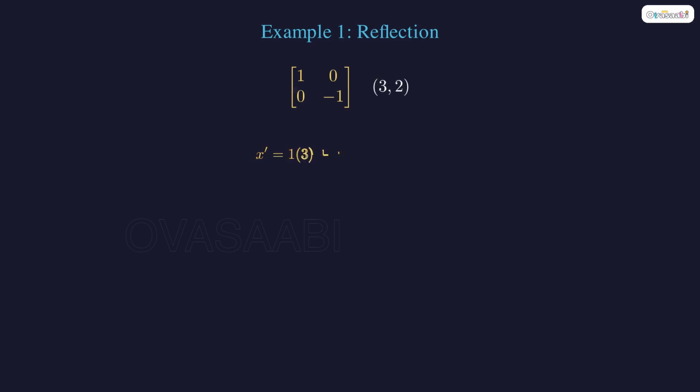Example 1. Transform point 3, 2 using this matrix. New x equals 1 times 3 plus 0 times 2, that's 3. New y equals 0 times 3 minus 1 times 2, that's negative 2.